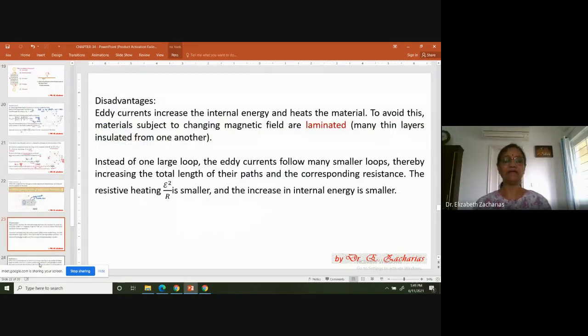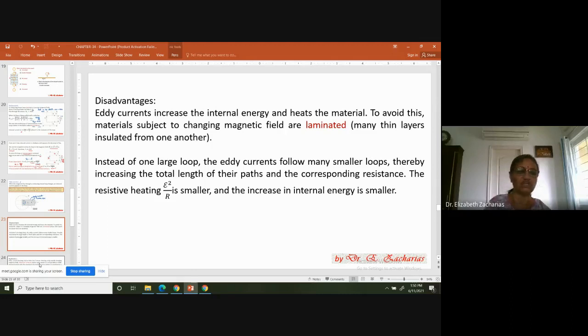This eddy current can be a disadvantage in certain situations, because it is going to produce heat and therefore increase the internal energy. It will heat the material, and that is not something that you want. So how do you prevent this? Eddy currents cannot be changed. They will be there whenever you are changing the magnetic flux. But how do you avoid this Joule heating and loss of energy? For that, you have to laminate the material exposed to the magnetic field.